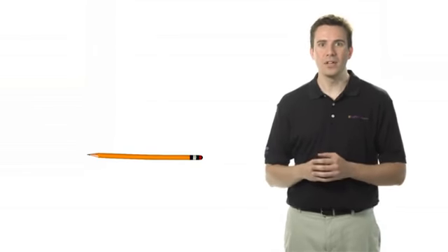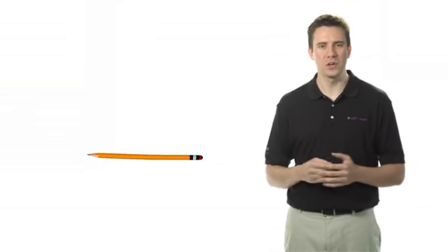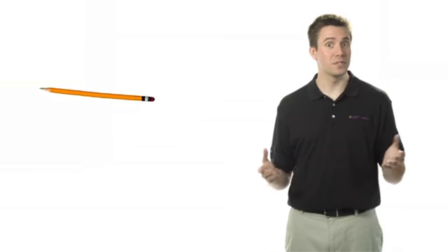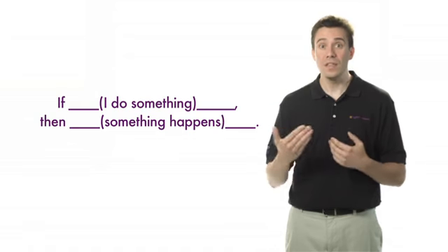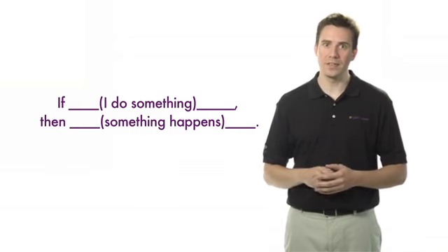Now, you might argue that I know for sure what will happen, and in that case, you're right. I'm fairly certain it will. But what if I was in space? Then I'd have to change that hypothesis about dropping a pencil. But what I want you to pay attention to is the format of my hypothesis. If I do something, then something will happen. You're going to use the same format for your hypothesis.